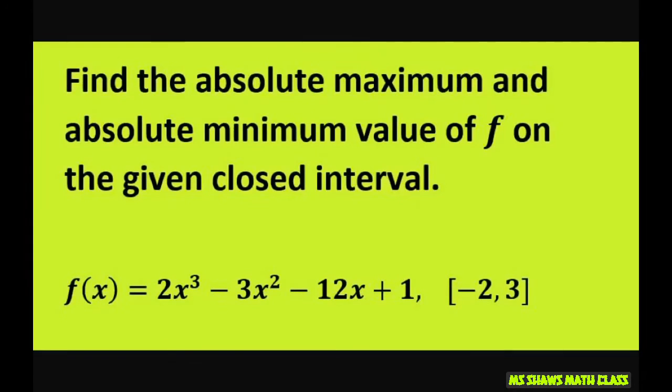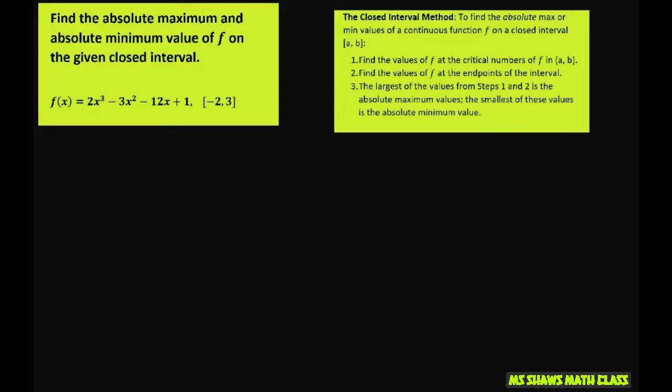Everyone, we're going to find the absolute max and minimum of f on the given closed interval. We're going to use the closed interval method, and our closed interval is from -2 to 3. Our closed interval method has 3 steps, and the first step is to find the critical numbers first on the open interval a comma b.